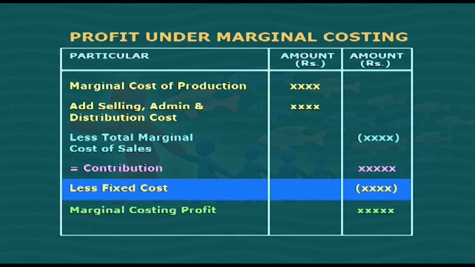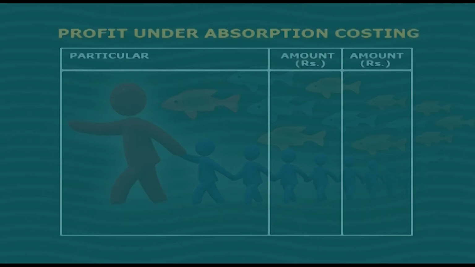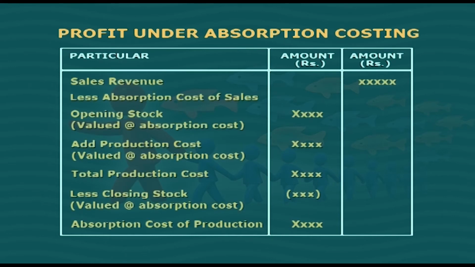Out of contribution, if you deduct fixed cost, that will give you total marginal costing profit. Now, let us see how to calculate profit under absorption costing. First of all, you have to take a figure of sales revenue.